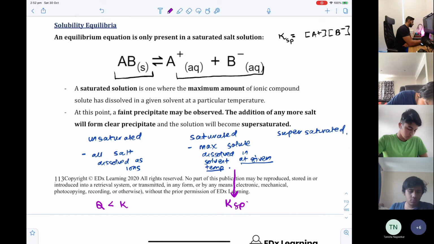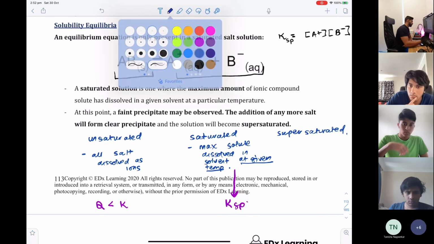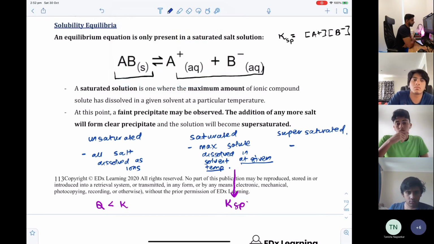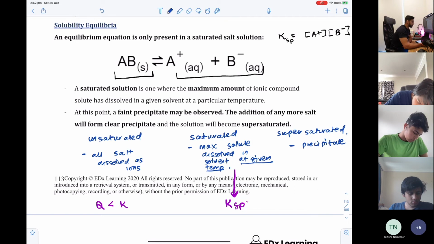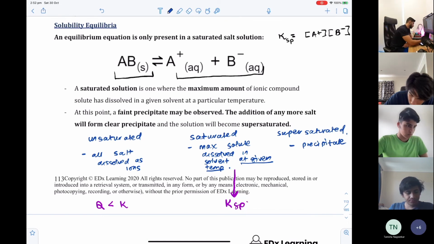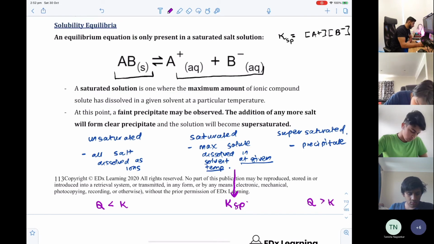Now, what would it mean if the solution is supersaturated? Would I see a precipitate now? Pranav? Yeah. Good, right? So I would see a precipitate. So a precipitate is formed. And Pranav, what would we call the equilibrium constant at this point? Would we call it K or Q? You would still call it Q, yeah? Very good. And is Q greater than or equal to or less than K? Greater. Good.